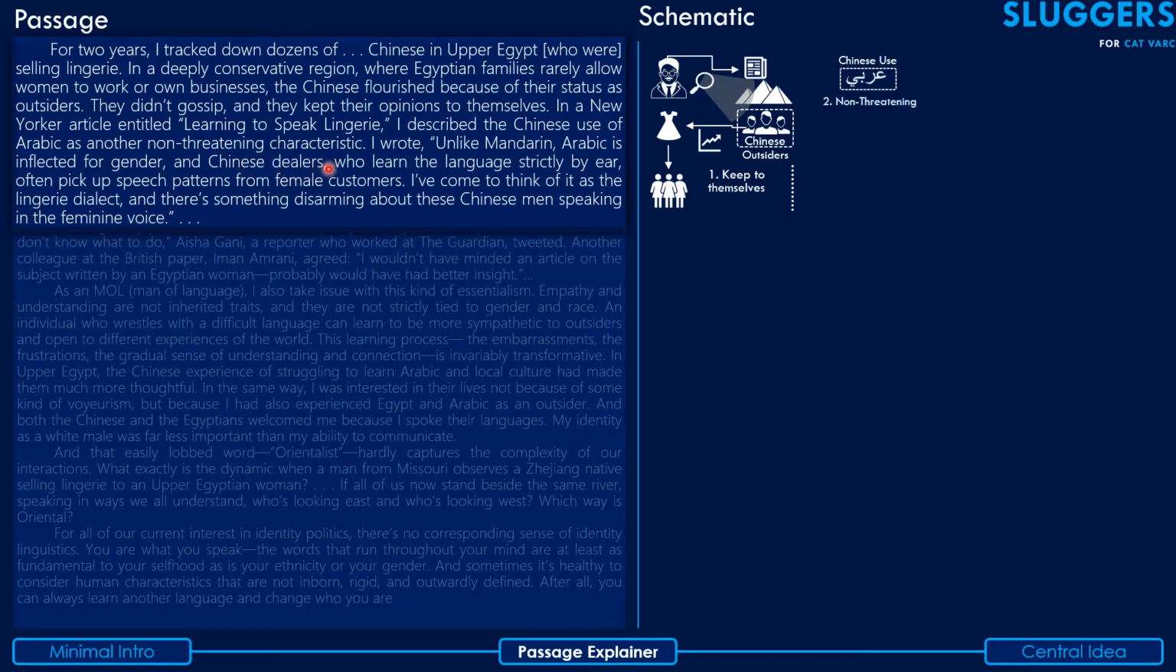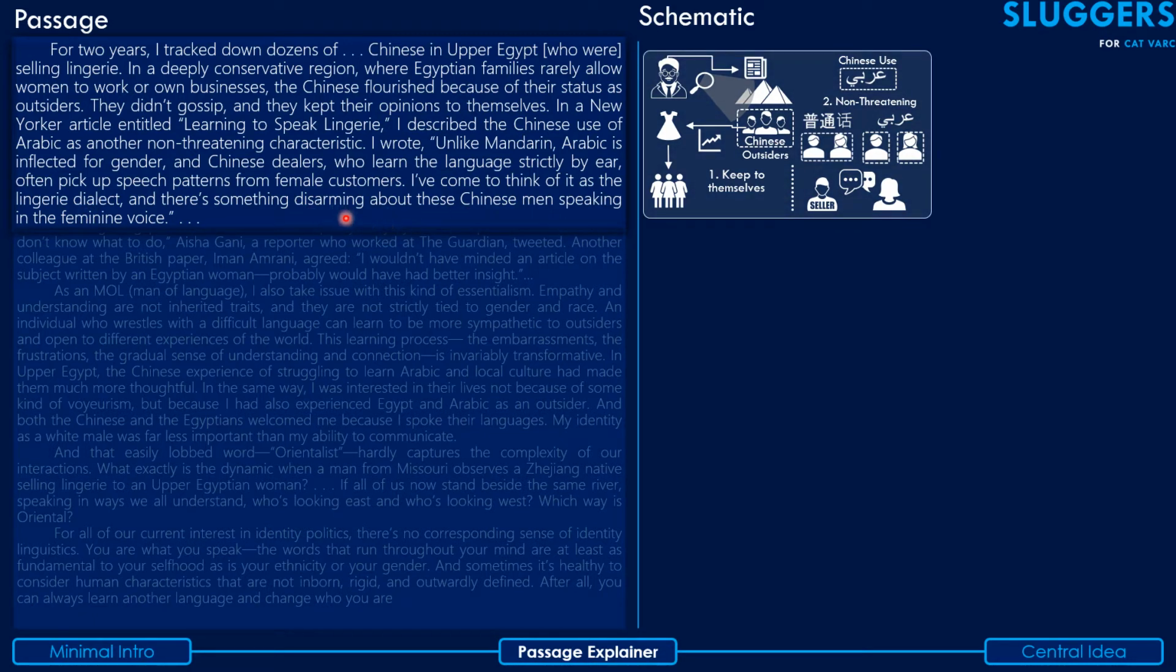In a New Yorker article entitled Learning to Speak Lingerie, I described the Chinese use of Arabic as another non-threatening characteristic. I wrote, unlike Mandarin, Arabic is inflected for gender, and Chinese dealers who learn the language strictly by ear often pick up speech patterns from female customers. I've come to think of it as the lingerie dialect, and there's something disarming about these Chinese men speaking in the feminine voice. So, guys, that was the reading of your first paragraph.